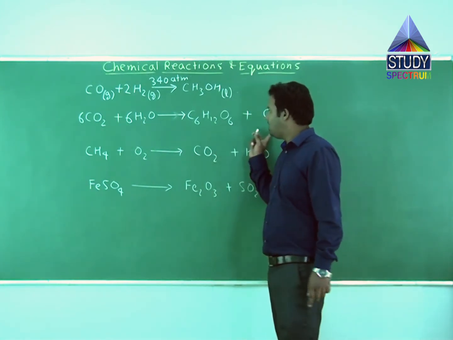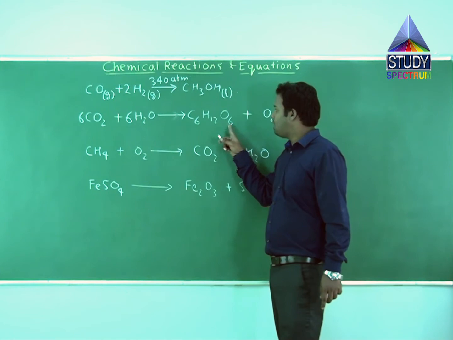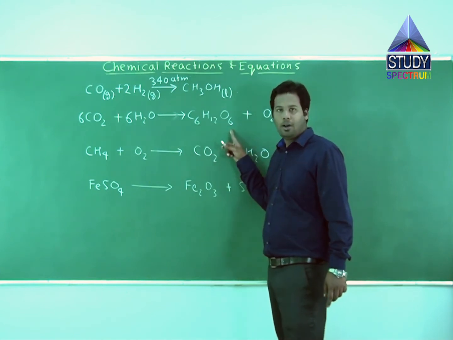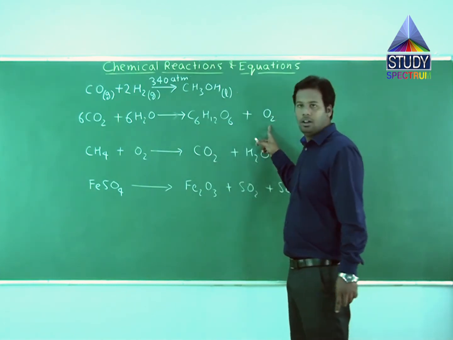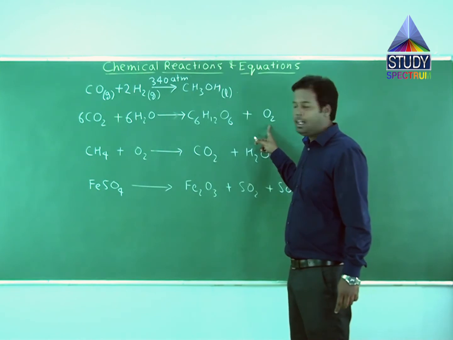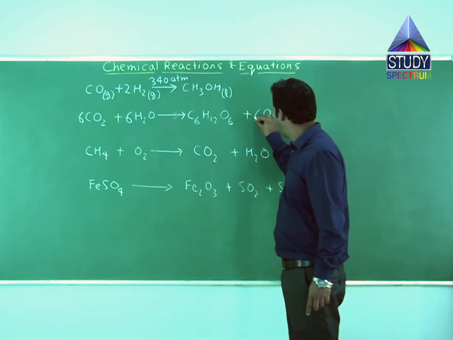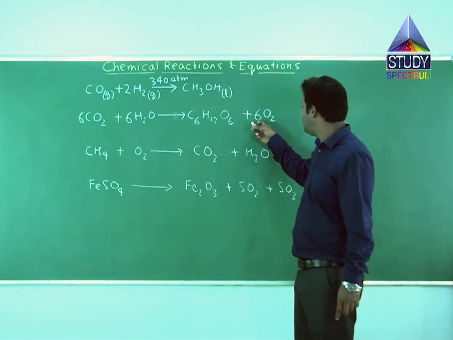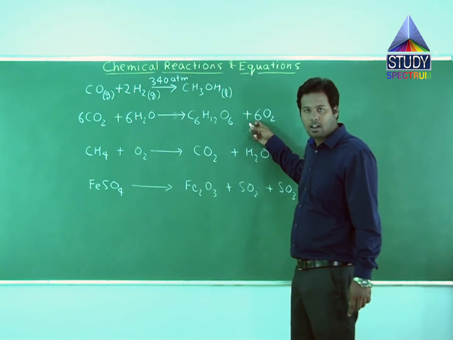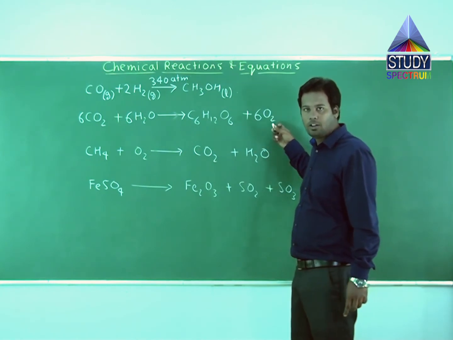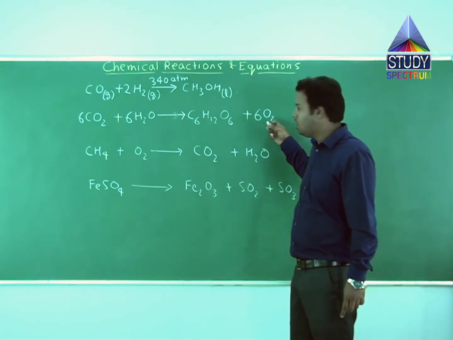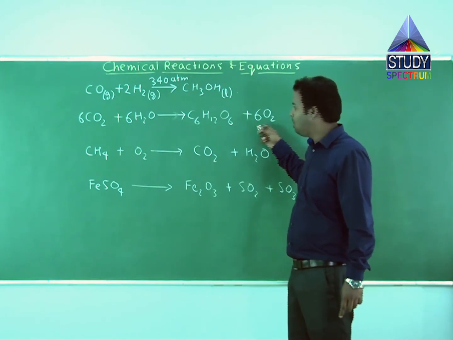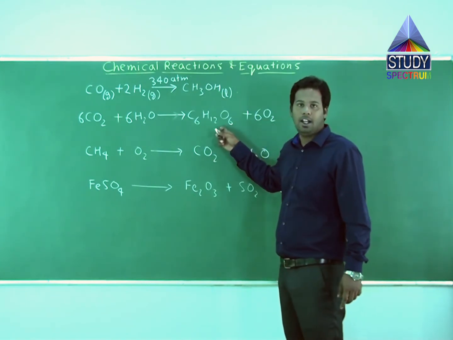Whereas on the RHS, 6 oxygen atoms are present in the first product and 2 in the second product. It means if I place 6 over here, then automatically the number of oxygen atoms in the second product will be the stoichiometric coefficient, that is 6 now, into the suffix of oxygen in this molecule, that is 2. So 6 into 2, that is 12, plus 6 in the first product, it makes 18.